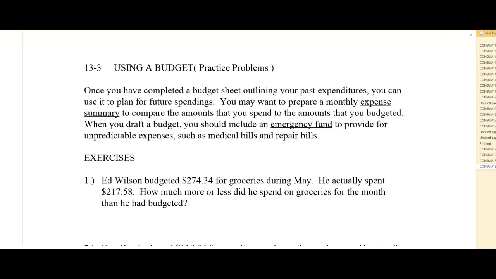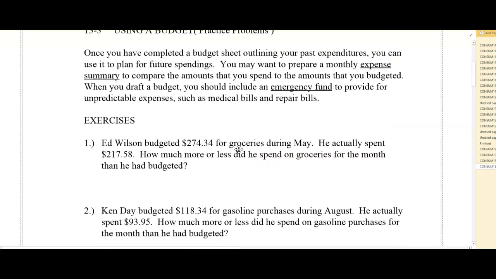Okay, 13.3 is all about using a budget. Once you've completed a budget sheet outlining your past expenditures, you can use it to plan for future spendings. You may want to prepare a monthly expense summary to compare the amounts that you spend to the amounts that you budgeted, right? When you draft a budget, you should always include an emergency fund to provide for the unpredictable expenses, such as medical and repair bills.